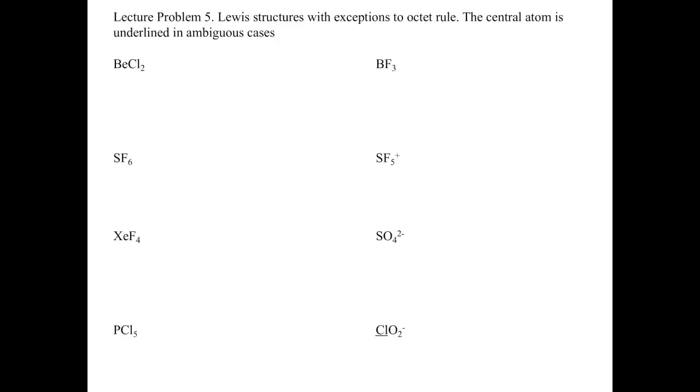and expanded octet. So I have a bunch of different examples here of some expanded octet things. There are two interesting cases, beryllium and boron. These are what we call electron deficient structures. So I'll just put a little note here, electron deficient.